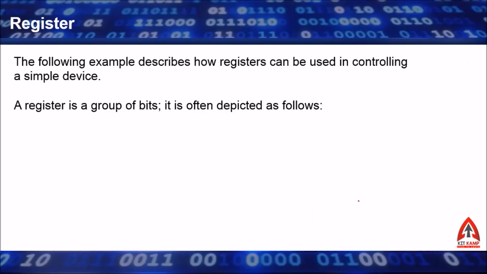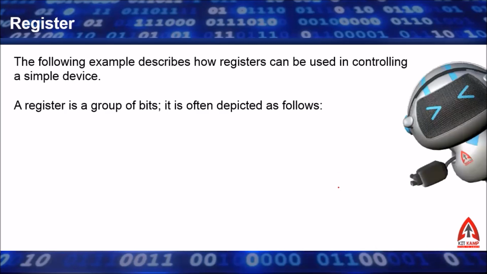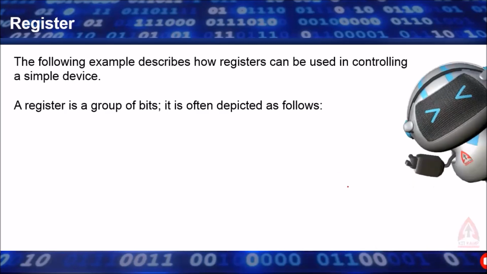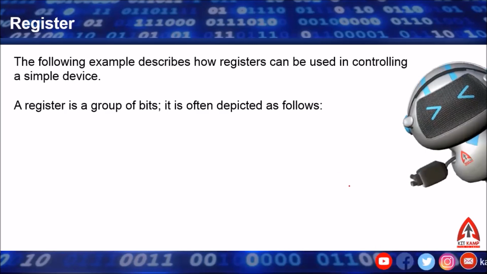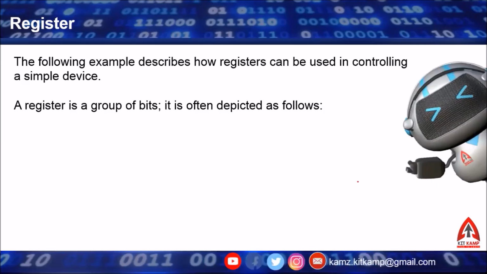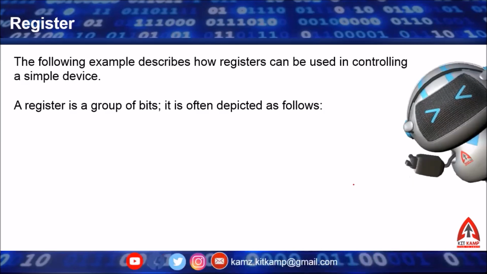Now, the following example describes how a register can be used in controlling a simple device. A register is a group of bits. It is often depicted as follows. In the previous slide, we discussed that each data is being sent in binary form, so it is generating values which can be 0, 1, and so on.